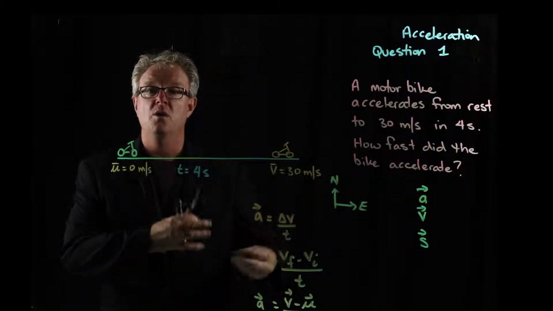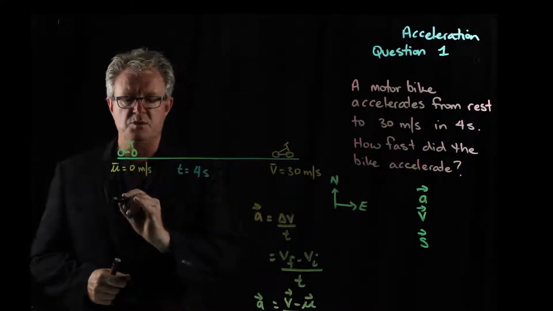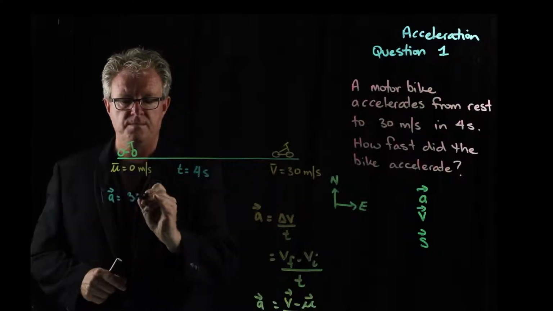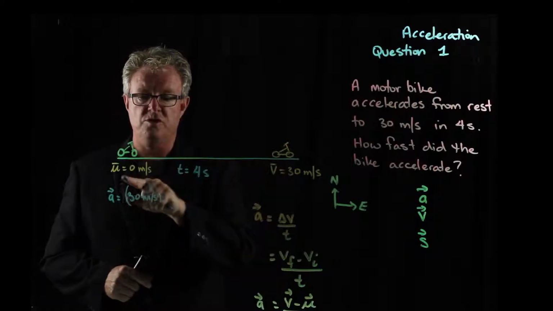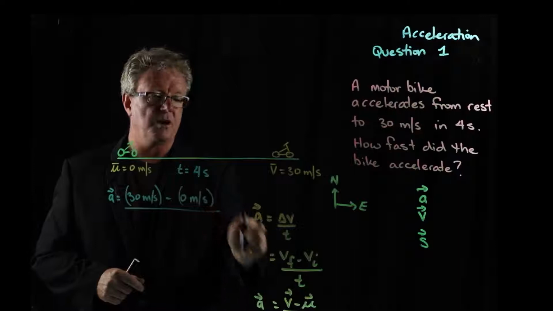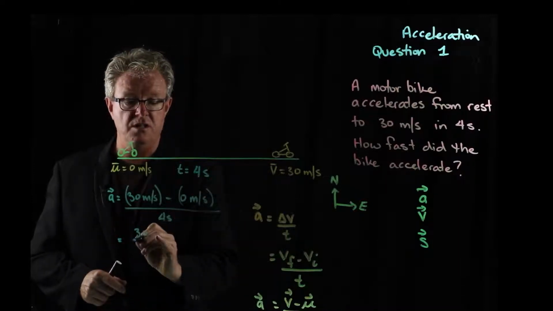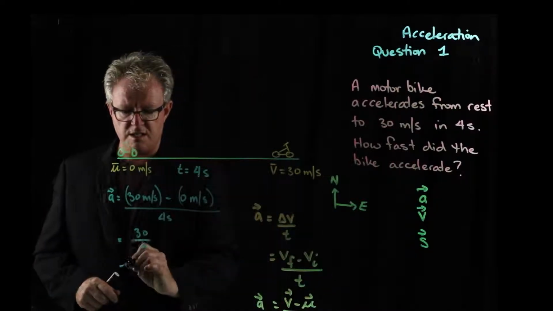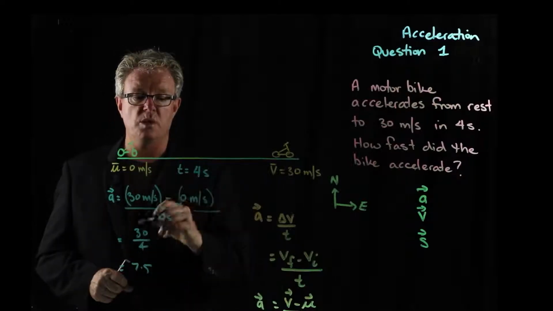We've got no rearrangement of the formula here, so it's pretty straightforward substitution. The final velocity is 30 meters per second, take away the initial velocity, which is 0 meters per second, divided by the time. Well, it took 4 seconds. So pretty much you're just going 30 divided by 4. That's all you're doing really. And when you do that, you get 7.5, and the units are meters per second squared.